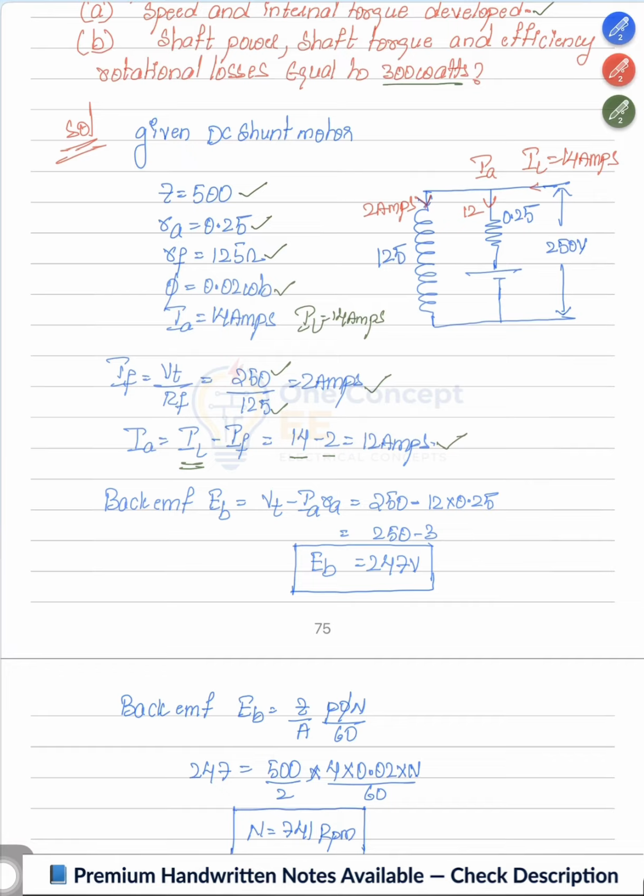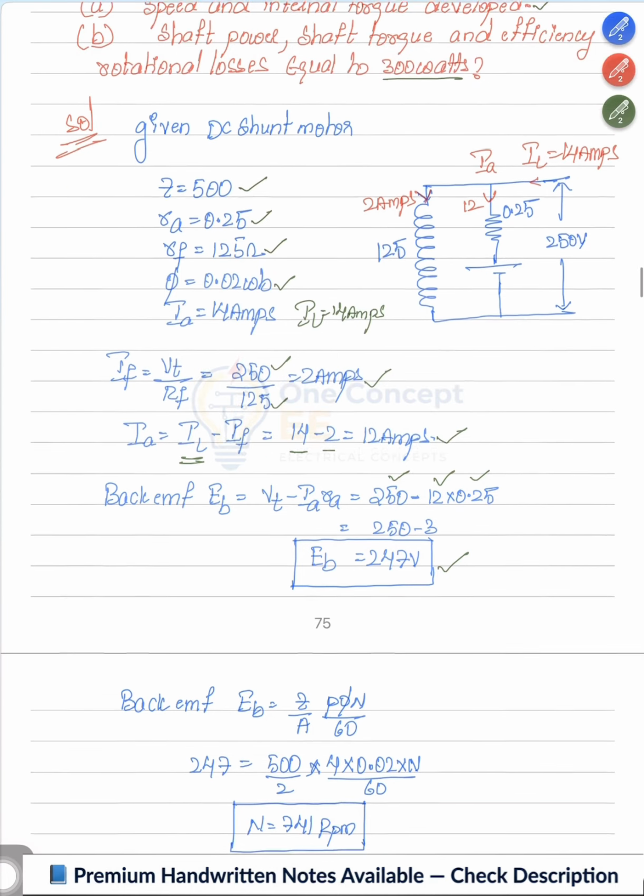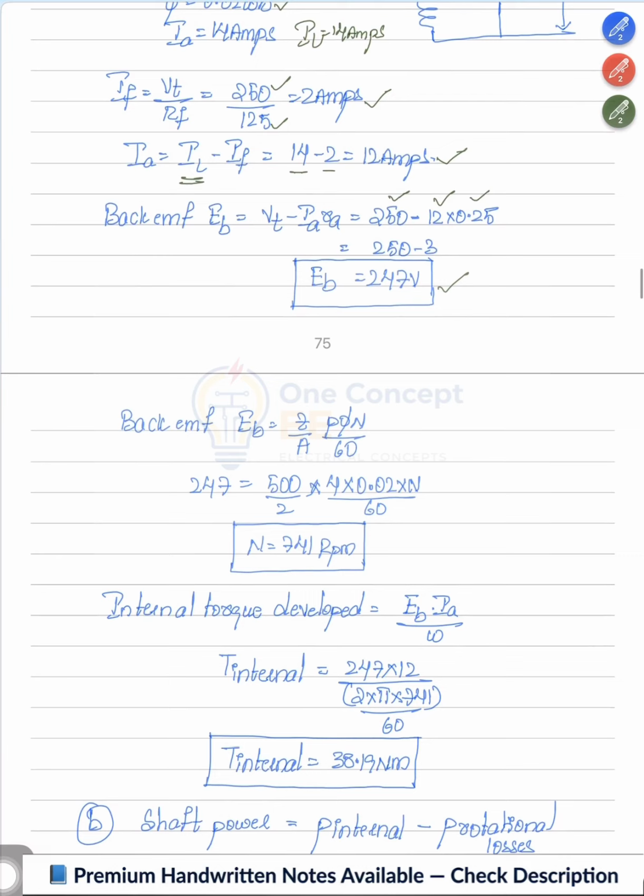Back EMF EB equal to VT minus IA RA. VT is 250 volts, IA equal to 12 amps, armature resistance of 0.25 ohms. By this calculation, the back EMF EB equal to 247 volts. We already know the back EMF EB equal to Z by A into P into phi into N by 60. Z is the number of conductors, A is the number of parallel paths, P is the number of poles, phi is the flux per pole, N is the speed in RPM.